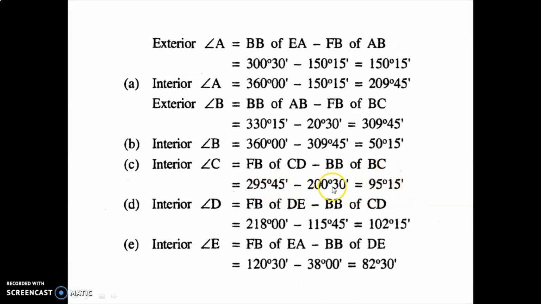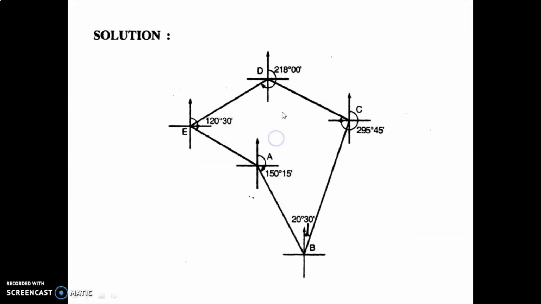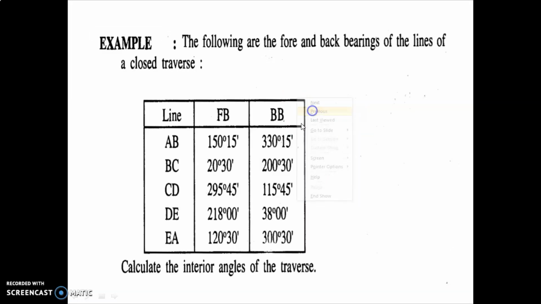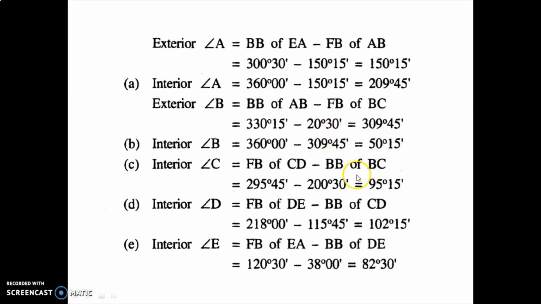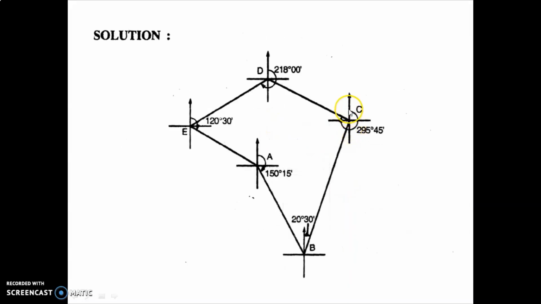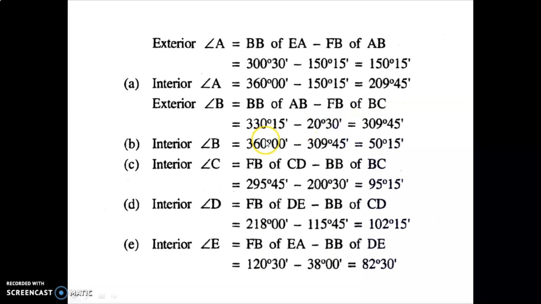But here I have directly mentioned interior. Why? You can see the figure. Here 295 degree 45 minute is from here to here, and the other value, 200 degree 30 minute, is from here to here. So whatever answer you get, you are getting it inside the traverse. That's why it is called the interior angle.